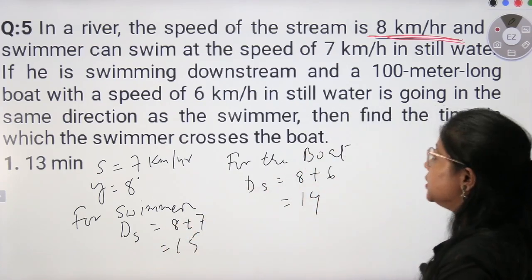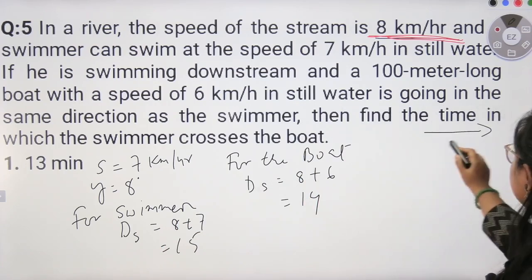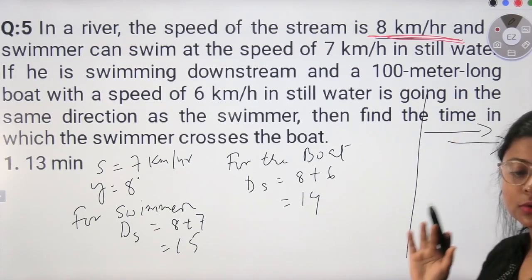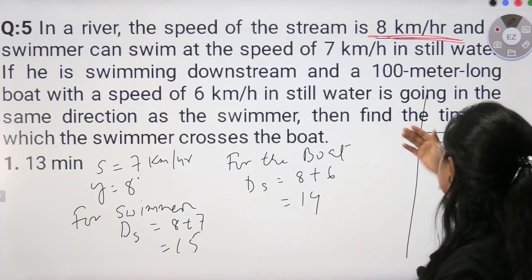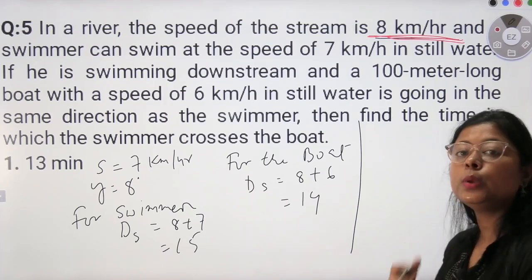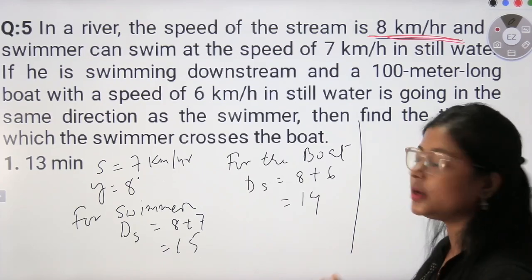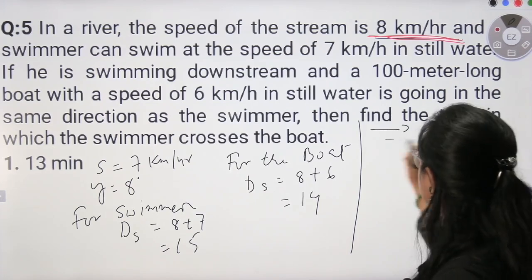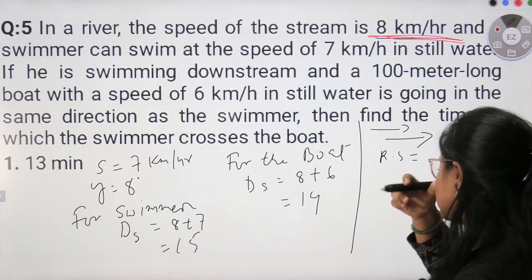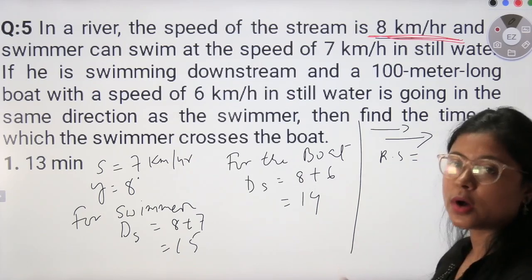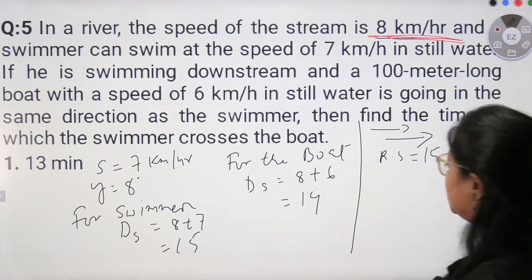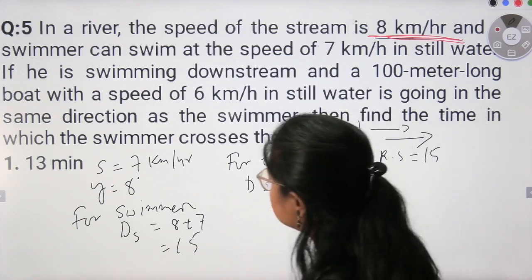Okay, fine. If they are moving in the same direction, we know there is a concept for that. If the swimmer and the boat both are moving in the same direction, then we will consider their relative speed. So what will be the relative speed? When they travel in the same direction, the relative speed is obtained by subtracting the speeds from one another.